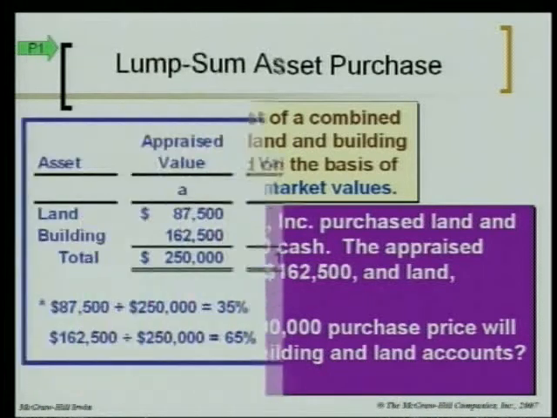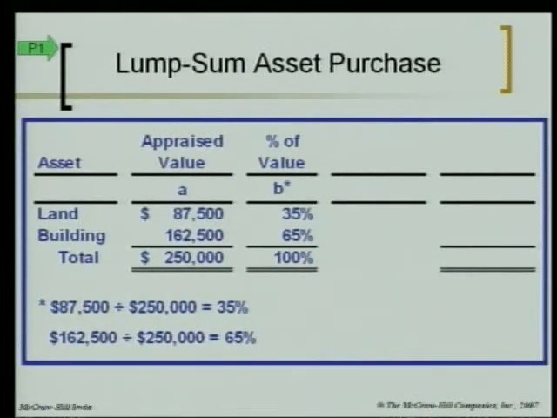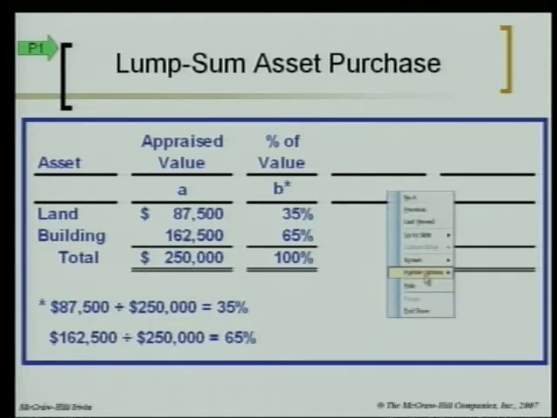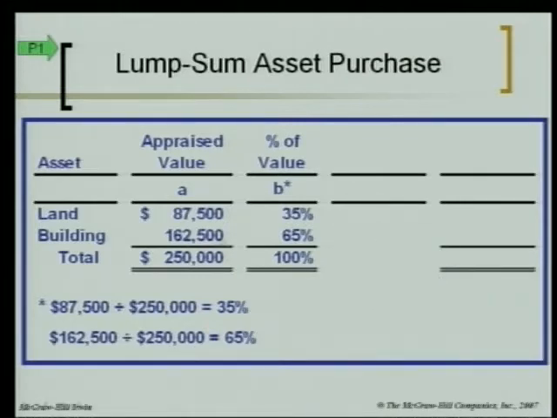Well, I'll show you. You are going to use those appraised values to allocate that purchase price of $200,000. Okay? The appraised value of the land was $87,500. The appraised value of the building was $162,500. Now what you do is the total of those is $250,000. The total of those is $250,000. Then you're going to divide that by $250,000, and that equals 35%. $162,500 divided by $250,000 is 65%.